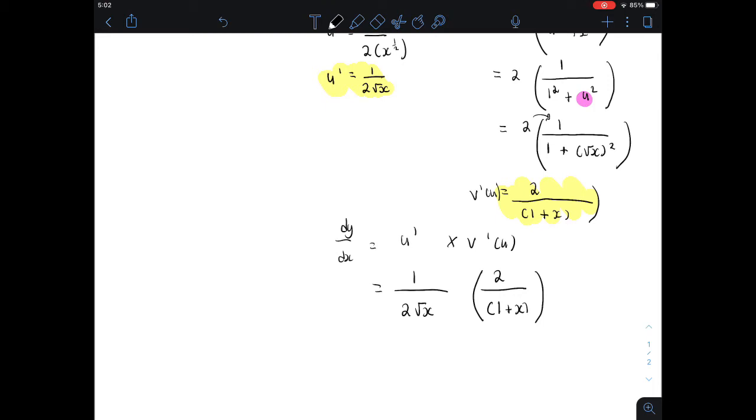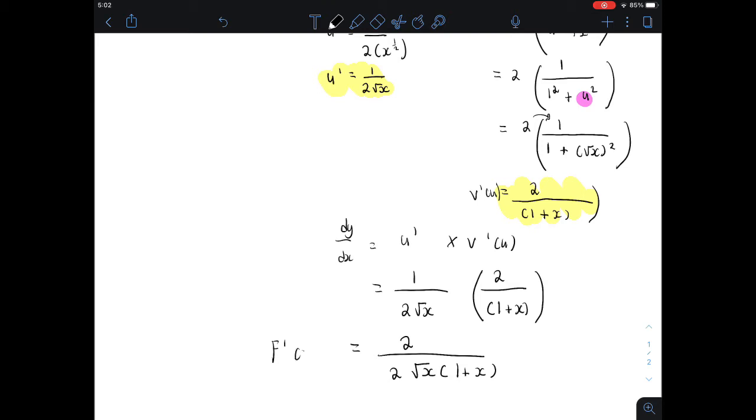And from here, we're going to multiply our fractions together. That's top by top and bottom by bottom. So 1 times 2 gives us 2 all over 2 root x times 1 plus x.